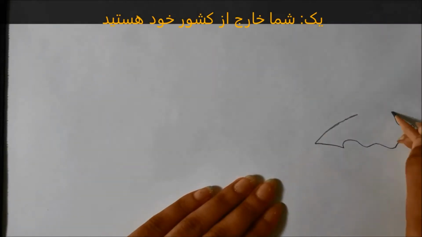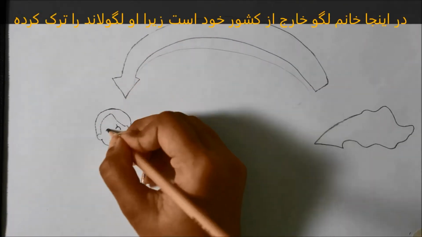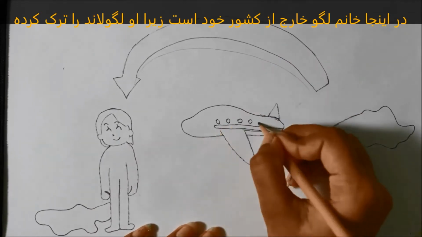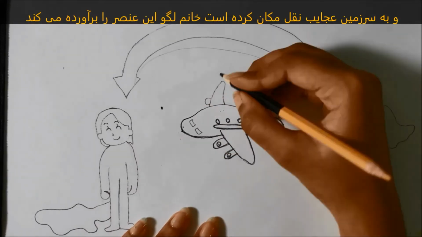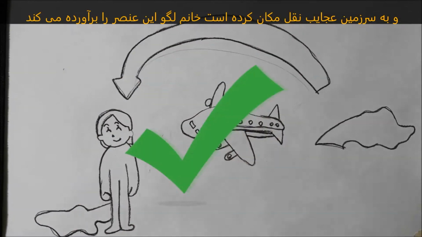Let's go through the elements of the refugee definition to see if Mrs. Lego could be recognized as a refugee. First, you are outside of your country. Here, Mrs. Lego is outside of her country because she left Legoland and has moved to Wonderland. Mrs. Lego meets this element.